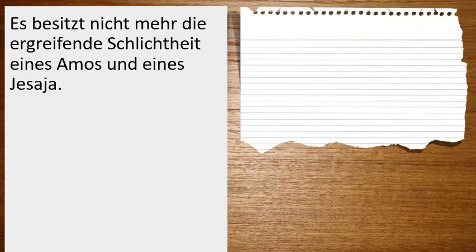So this is a very straightforward sentence in German. You have first your subject at the beginning of the sentence, which is always nice. That is a pronoun, it. It's referring back either to Ezekiel or more precisely his prophetism that was in the previous sentence. And so it, and then you have your verb, possesses, and some modifiers, no longer the gripping simplicity or the moving simplicity of an Amos or an Isaiah.